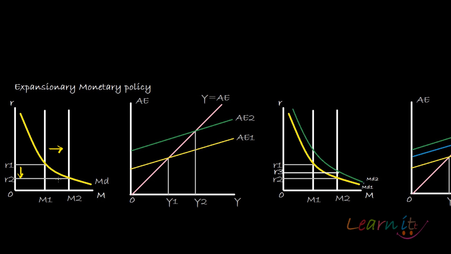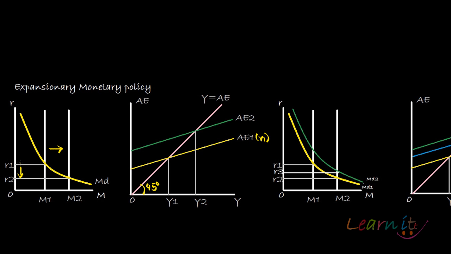Now its effect on the output is that this is your 45-degree line, and this is the level of aggregate expenditures at the initial level of interest rates. Fine. At the initial level of interest rates, say R1.